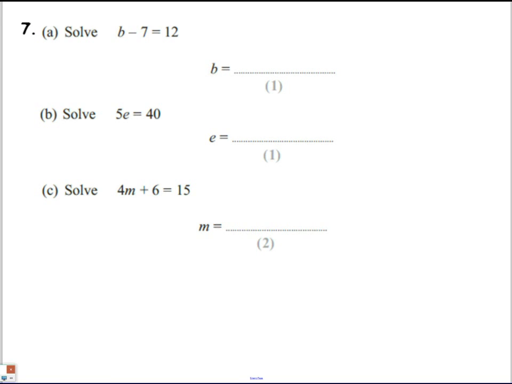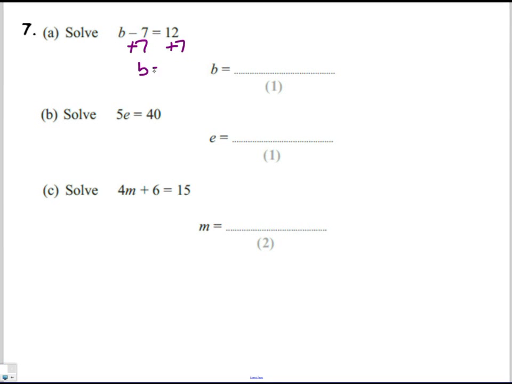Question 7. A. Solve b minus 7 equals 12. You can do this by trial and improvement, just trying various numbers, or you can use the mathematical method, which is to get b on its own, do the opposite, so plus 7 on both sides, so b is equal to 19. And that's worth 1 mark.